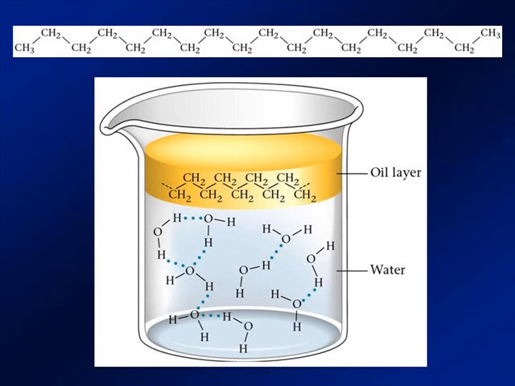Like dissolves like explains why oil and water do not mix. Oil is a long, nonpolar molecule. Water is polar, so they simply layer themselves. The reason that the oil floats on top is because of its low density, but the reason they don't mix is because of their difference in structure.